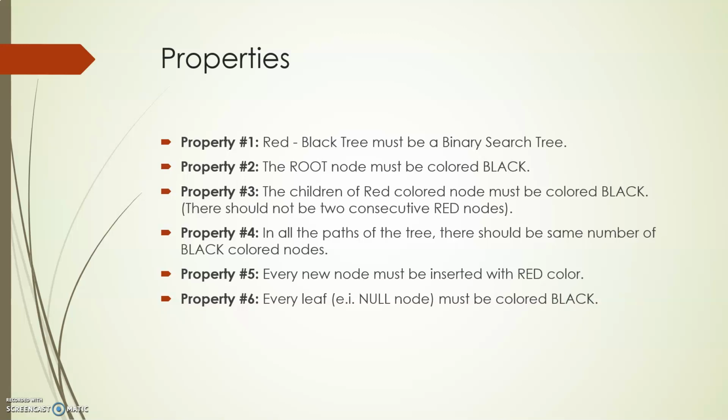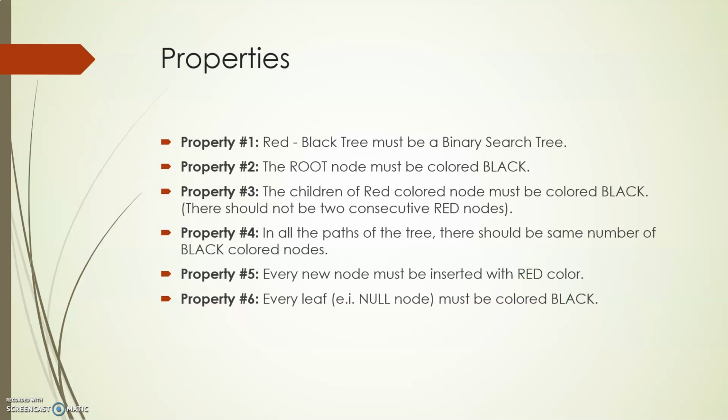Now a red-black tree has a certain set of properties that have to be satisfied. Property 1: a red-black tree must be a binary search tree. Property 2 says the root node must always be colored black. Property 3 is that the children of a red node must be colored black. That means there should not be two consecutive red nodes. Property 4 says that in all paths of the tree there should be the same number of black colored nodes.